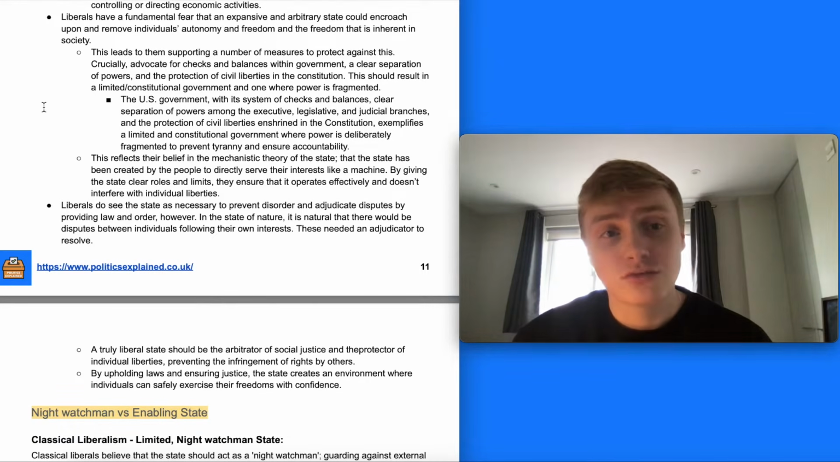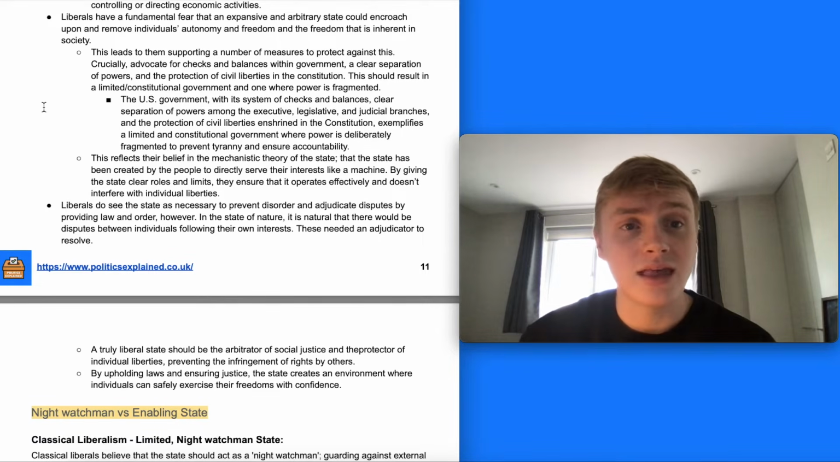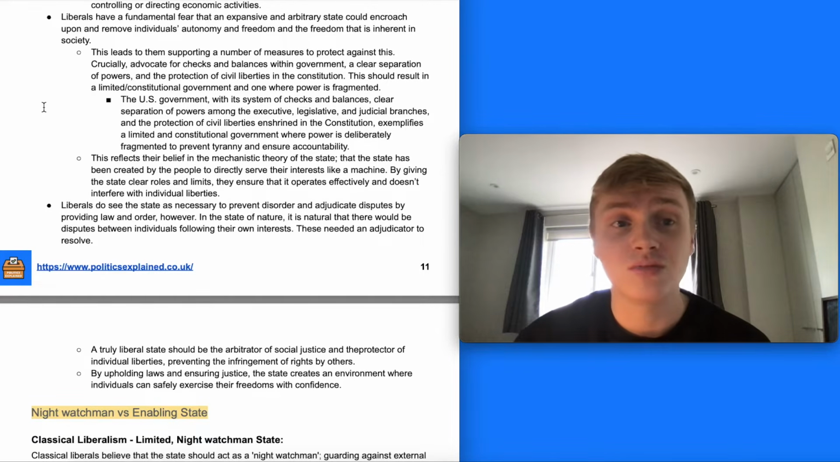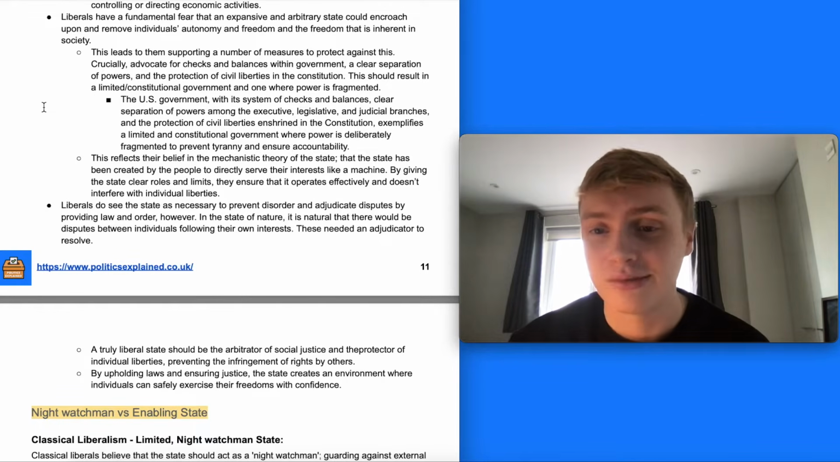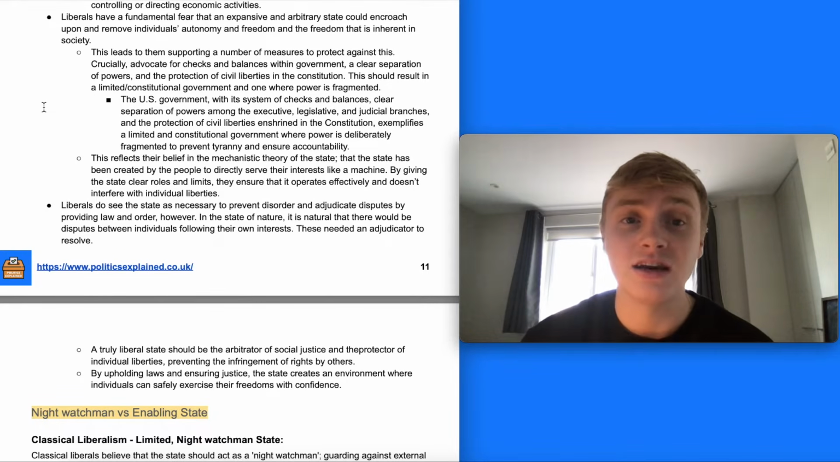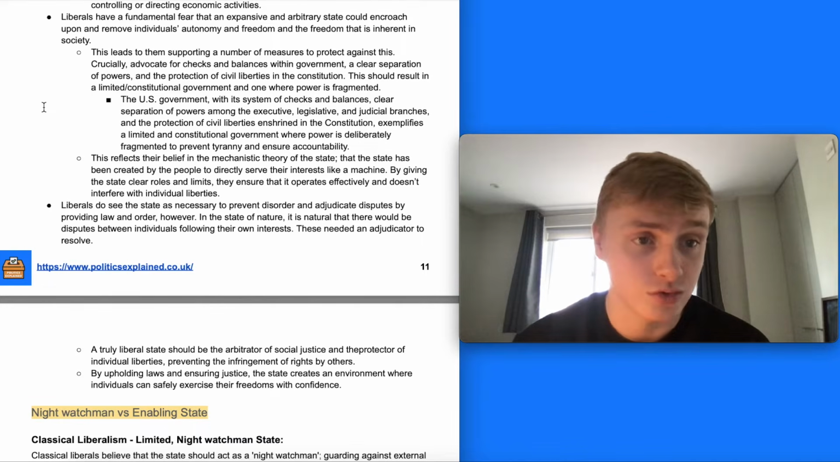And kind of as a result of this, when they're supporting a state, they argue that it should be limited, and there should be measures to protect against an arbitrary state, including checks and balances within government, a clear separation of powers, and protection of civil liberties in the Constitution. So that's where you see the US state as a key manifestation of these liberal principles.